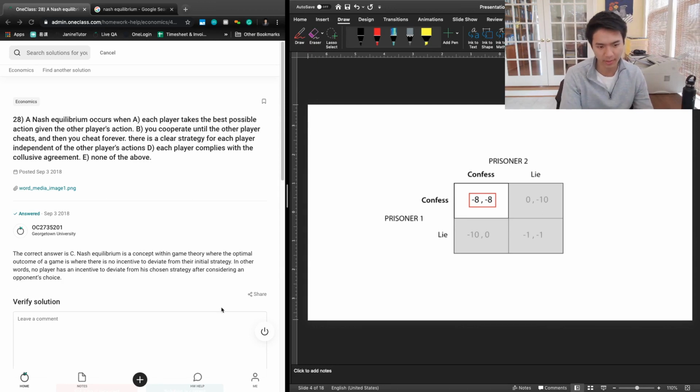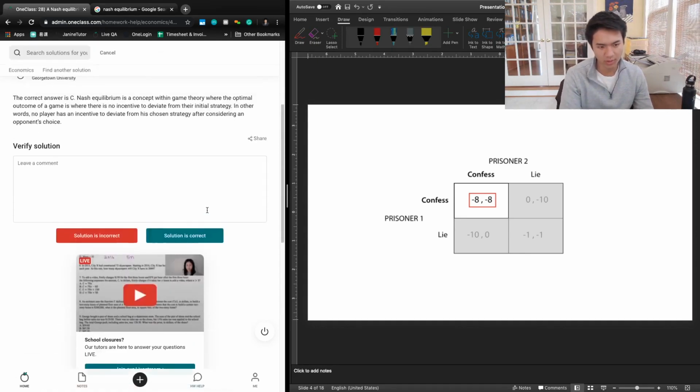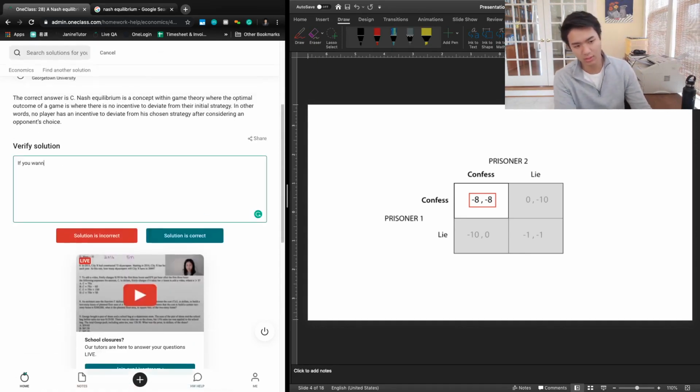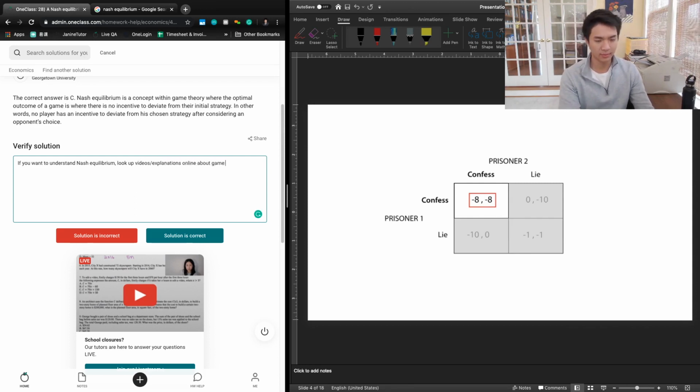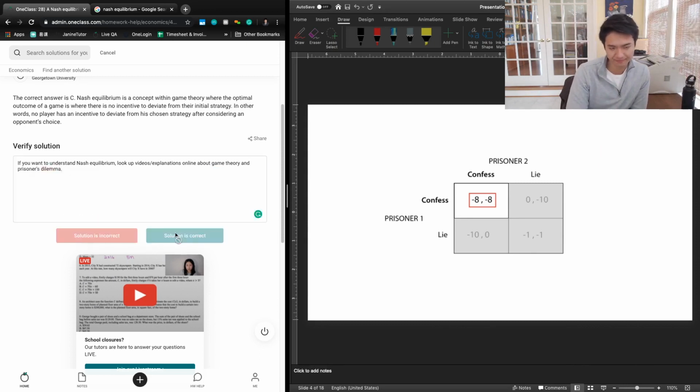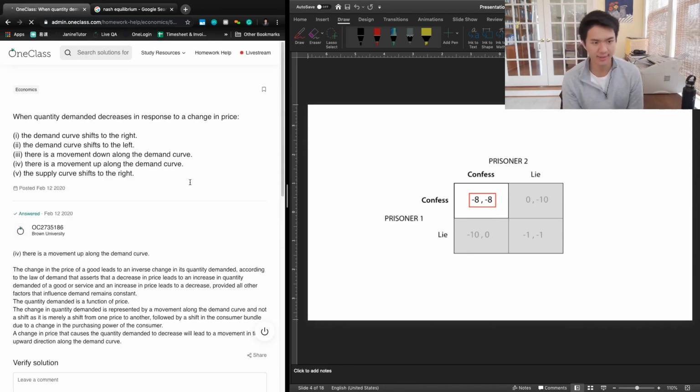And if you want to understand Nash equilibrium, look up videos or explanations online about game theory and prisoner's dilemma. Did I spell dilemma wrong? Dilemma, oops. But the solution is correct, it is C.